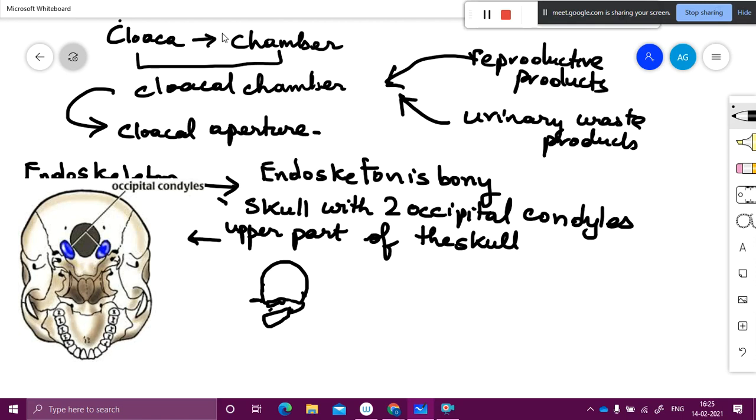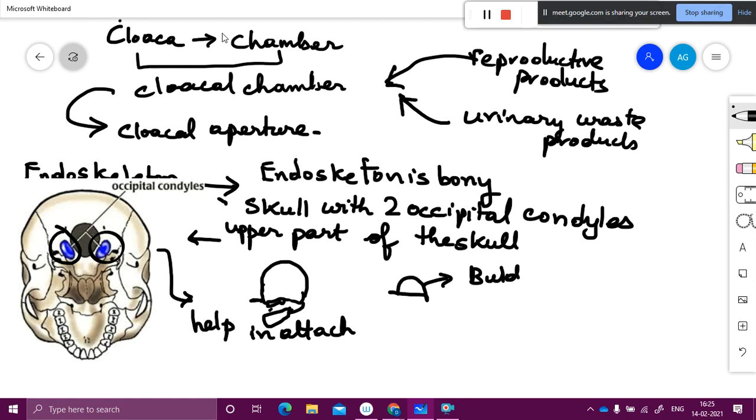So these blue structures which you are seeing here, this is the occipital condyle. Function is to help in attachment to the vertebra, this bulb-like structure, a bulge. So they have got two occipital condyles, 1 and 2.